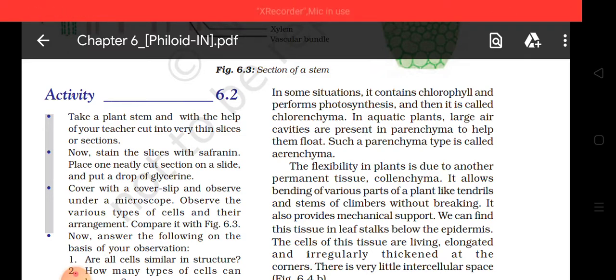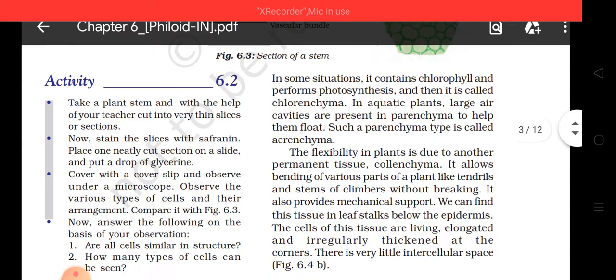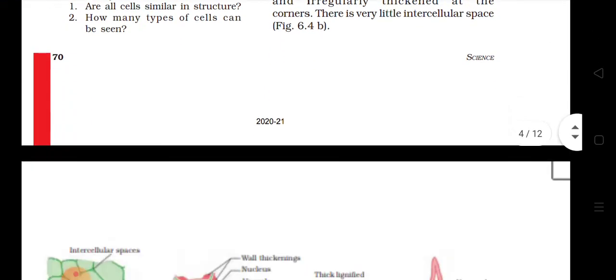Its tissues are compactly arranged. They are irregularly thickened at the corners and there is very little intercellular space between them.